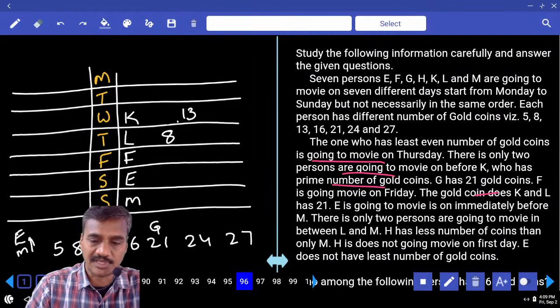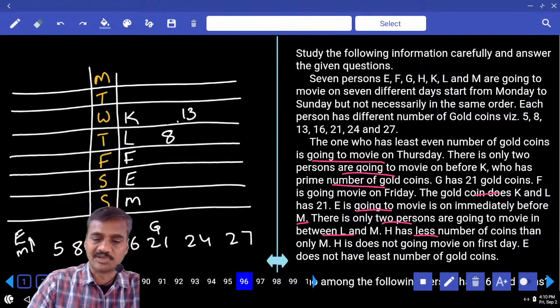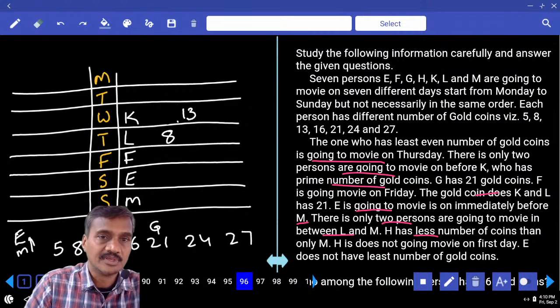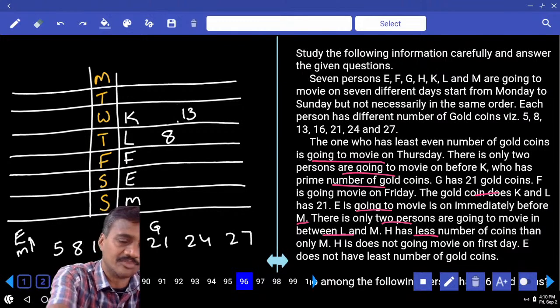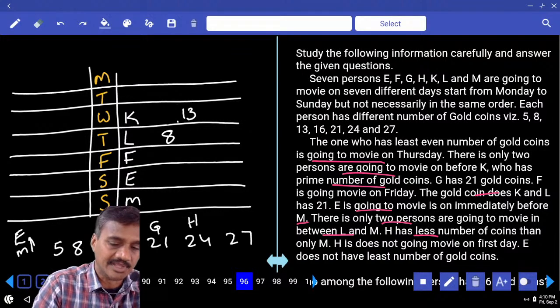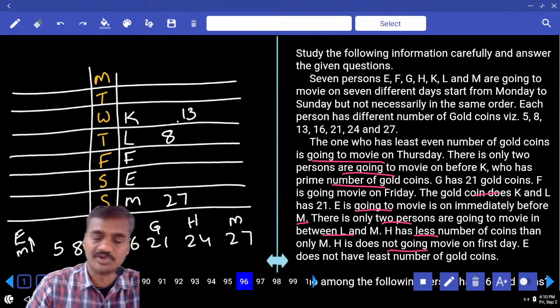Then K is 13. And E is immediately before M. There are only 2 persons between L and M. H has fewer coins than only M, and more than the remaining. H is having 24, and M is having 27. Now M is 27. H is lesser than only M. H is not going to move on the first day.